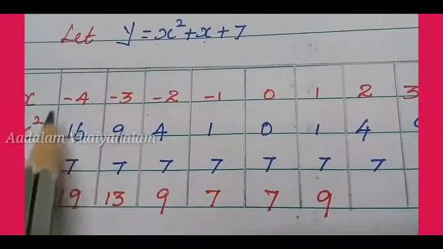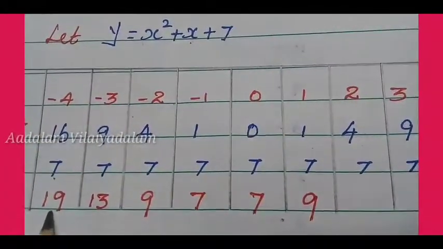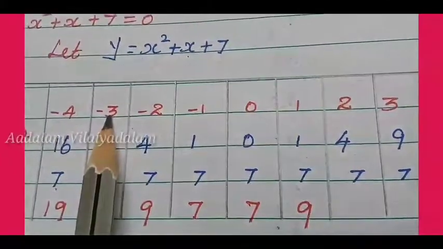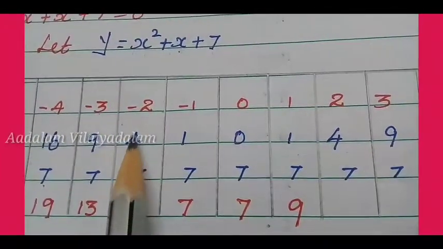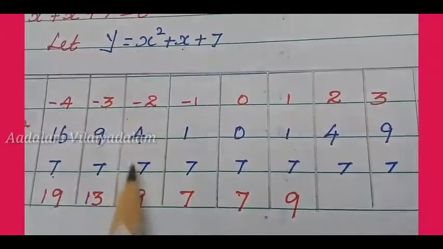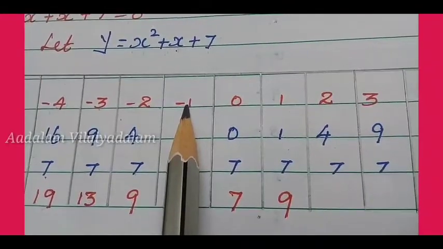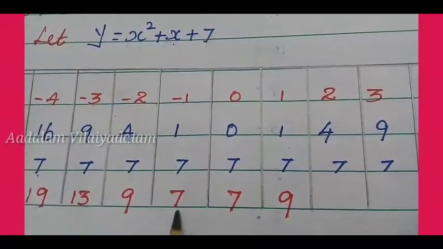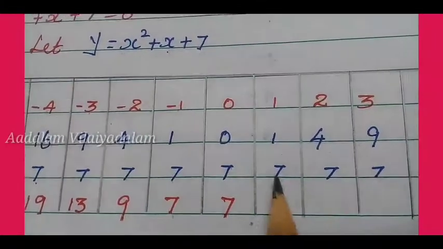So 16 minus 4, the answer is 12. 12 plus 7, 19. 9 minus 3, the answer is 6. 6 plus 7, 13. 4 minus 2, the answer is 2. 2 plus 7, 9. 1 minus 1, 0. 0 plus 7, the answer is 7. Here also 0 plus 7, 7.